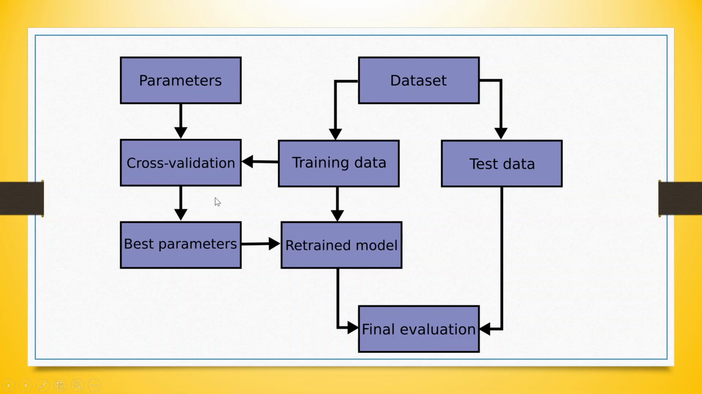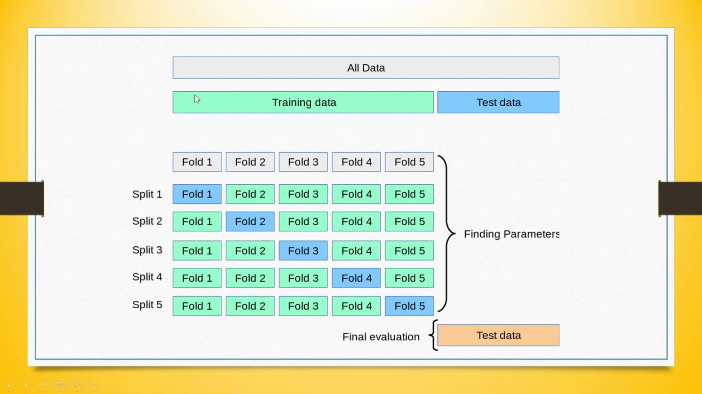Now the question arises: how will we do the cross validation? You can see here that the gray one is all the data. This data will be divided into training and testing data. The green color consists of training and the blue color consists of testing data. Now the data set will be divided into some folds. Say, for example, if we have 100 observations, then the data will be divided into 5 folds, meaning 20, 20, 20, 20 and 20.